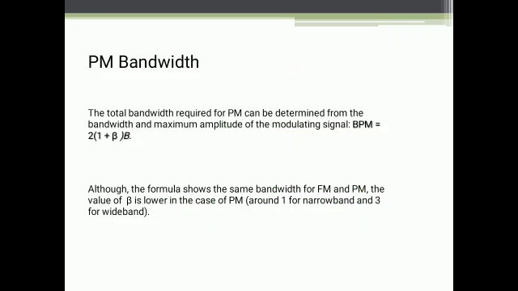PM bandwidth. The total bandwidth required for PM can be determined by the formula BPM equals 2 into (1 plus beta) into B. Although the formula shows the same bandwidth for FM and PM, the value of beta is lower in the case of PM. That is around 1 for narrow bandwidth and 3 for wide bandwidth.